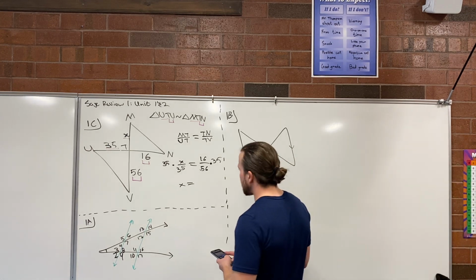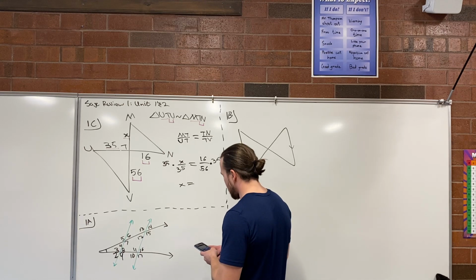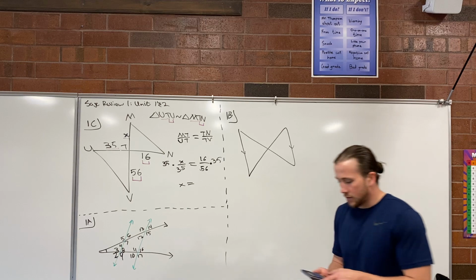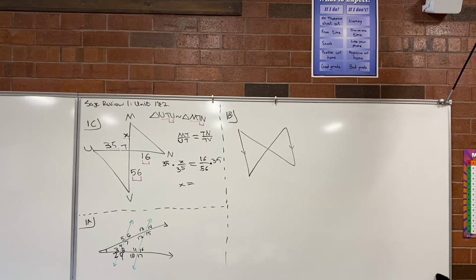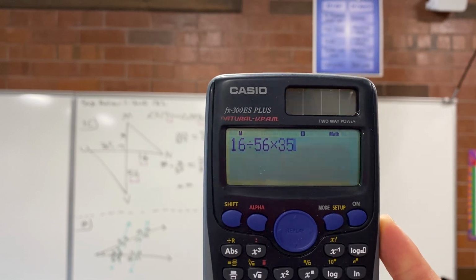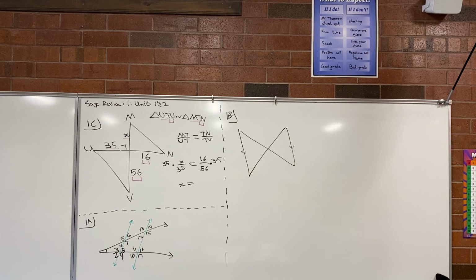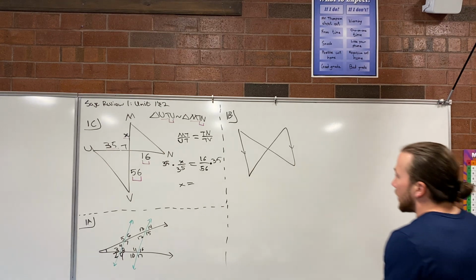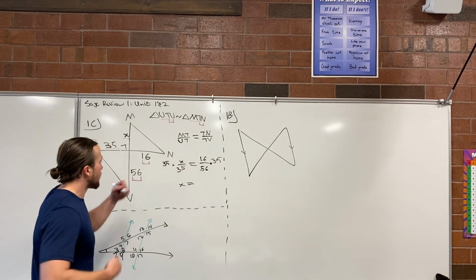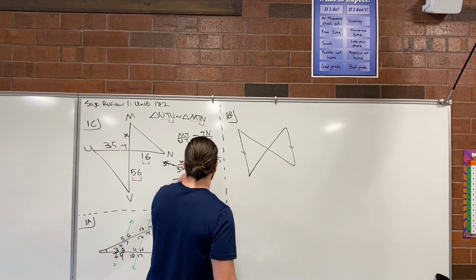So I'm going to go 16 divided by 56 times 35. This is what I've got in my calculator: 16 divided by 56 times 35. I press enter and I get 10. Awesome, it's going to work out for us. So what we end up with here, once everything is canceled out, is x equals 10. And this is our answer.